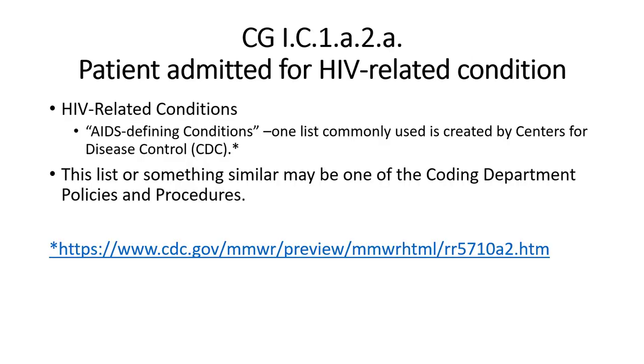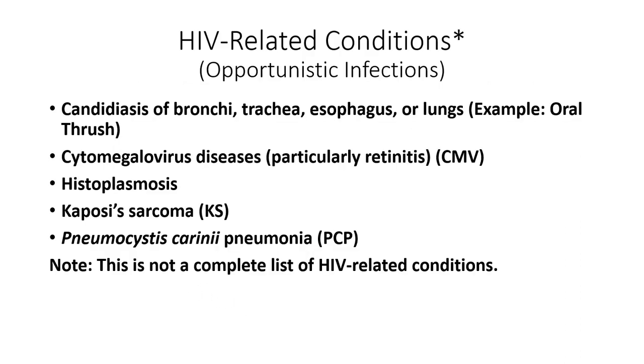Some guidelines talk about HIV-related conditions, and coders may ask, well, what is an HIV-related condition? There's a list in the policy and procedures of the coding department where you might be working, and you can also find the list on the CDC.gov website. Here are examples of what would be considered an HIV-related condition.